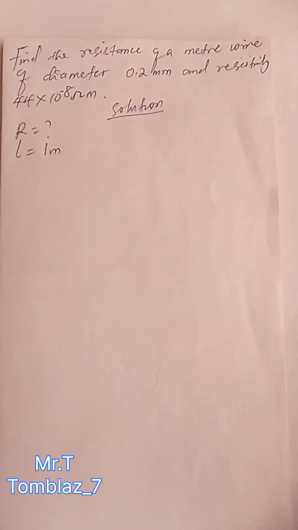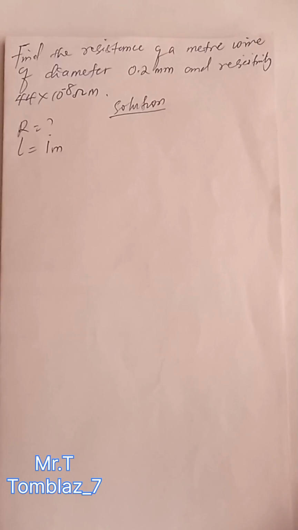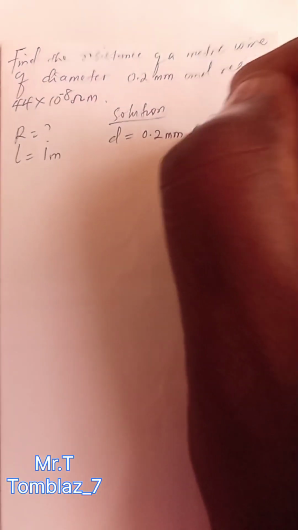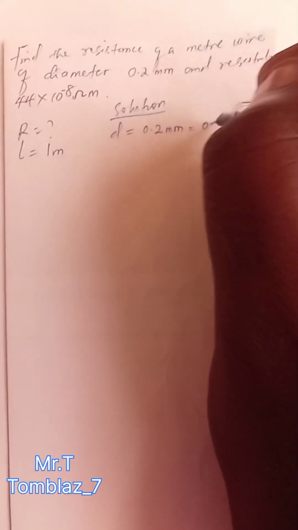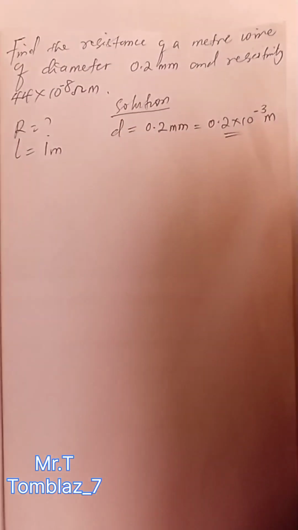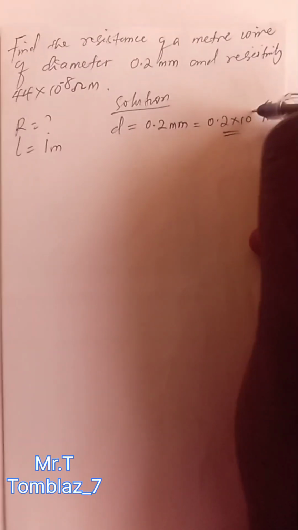And then they said the diameter is given as 0.2 millimeters. So D is equal to 0.2 millimeters. That must be converted to meters since the other quantity is in meters. So 0.2 times 10 raised to the minus 3 meters, right? That conversion, milli means raised to the power of minus 3.